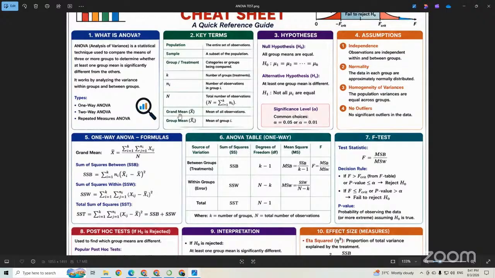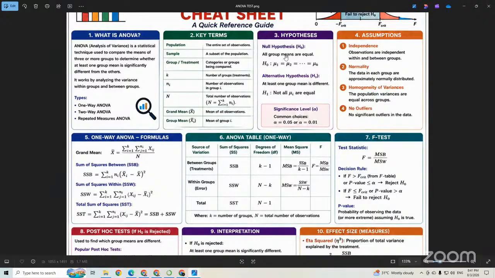And x bar is the mean of all observations. Okay, and x bar i is the mean of group i. So we have grouped information, 3, 4, 5 groups from the entire population. Suppose from the population we have 4 or 5 groups and we want to compare them. So i will vary from 1, 2, 3, 4. If we have x1 bar, it means the first group mean. If here x2 bar, it means the mean of the second group, and so on.